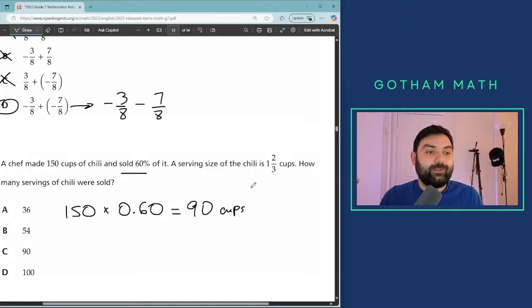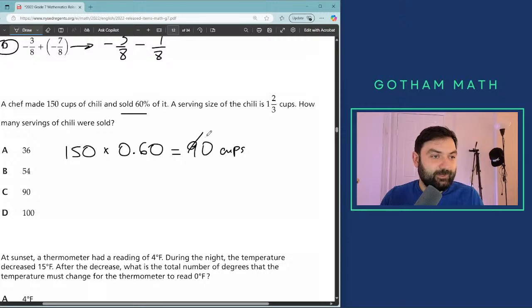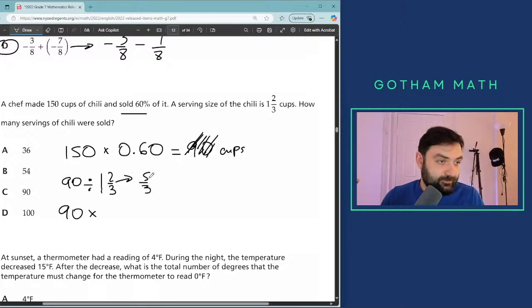But now we want to find out how many servings are in that. So those 90 cups were split into these servings. But if we split something, what do we do? We divide. This is an act of division, right? So we divide by 1 2/3. So 90 divided by 1 2/3 is the same as 90 times... You know what? Let's not rush. Let's actually convert that first, okay? So 1 2/3 can be converted as 5/3, right? 1 times 3 is 3 plus 2 is 5, so 5/3.